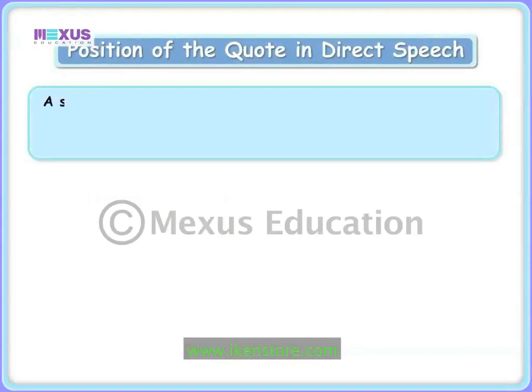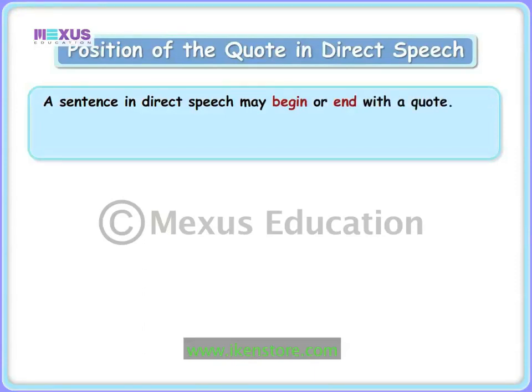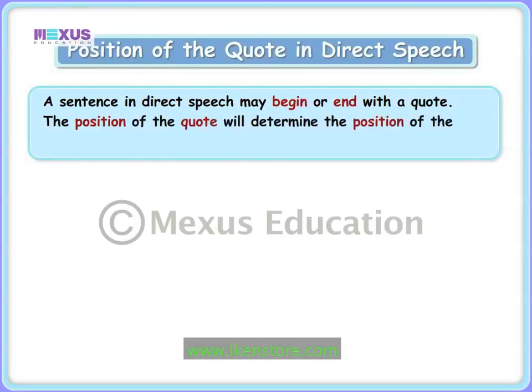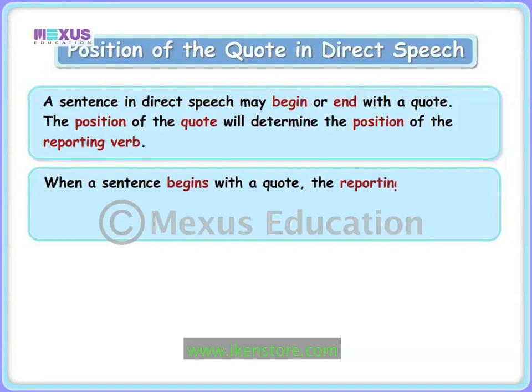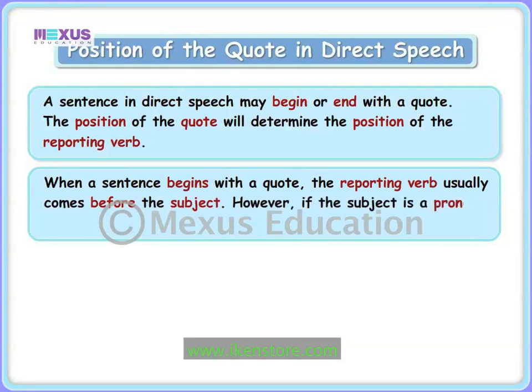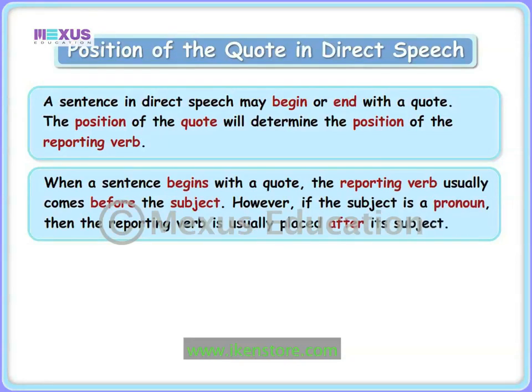We know that a sentence in direct speech may begin or end with a quote. The position of the quote will determine the position of the reporting verb. When a sentence begins with a quote, the reporting verb usually comes before the subject. If the subject is a pronoun, then the reporting verb is usually placed after its subject.